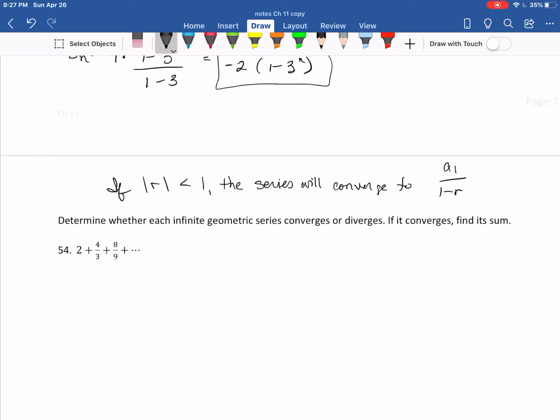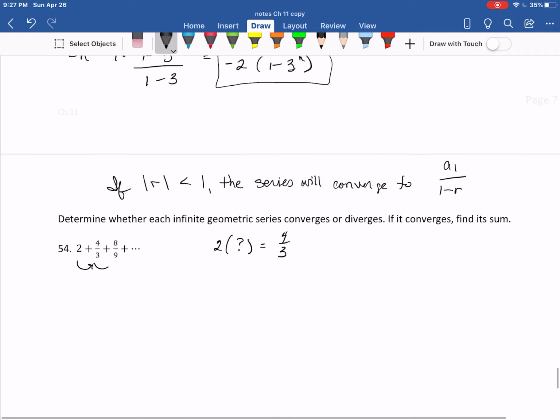And so looking at the series we have for 54, you are going to figure out if this geometric series will converge or diverge. And that's based on the common ratio. So how do you get from 2 to 4/3? What do you multiply 2 by to get to 4/3? 2 times how much equals 4/3? If you can't see it yet, we'll go from 4/3 to 8/9. 4/3 times how much gives you 8/9?